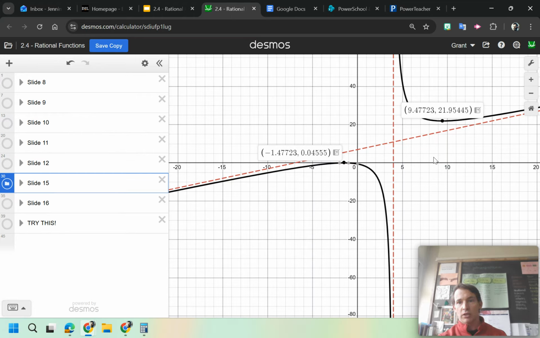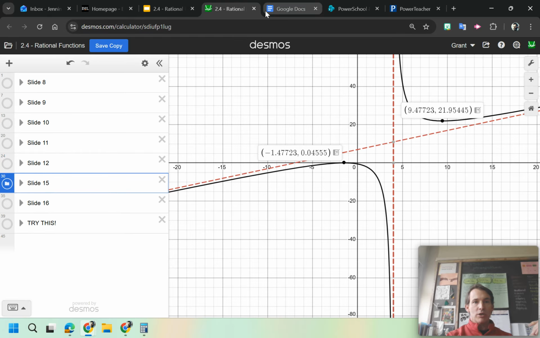I'm not sure if those are integers or irrational numbers. Oh, they're probably rational numbers, not irrational. I'm not sure. Doesn't matter. That's a calculus question. So look at that. We've got our vertical asymptote there at 4, and we see our slant asymptote. Cool beans, right?